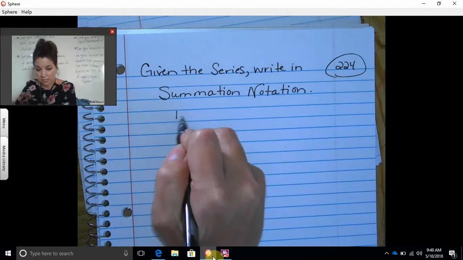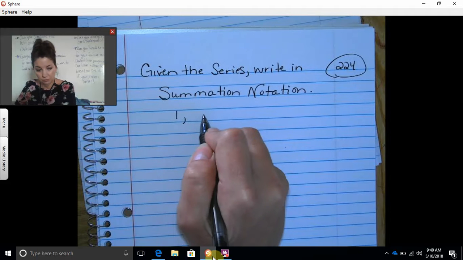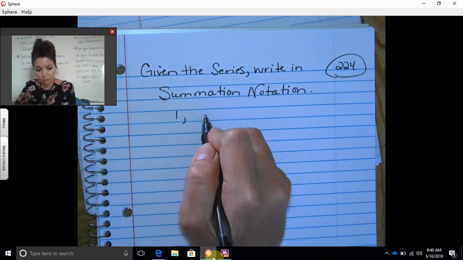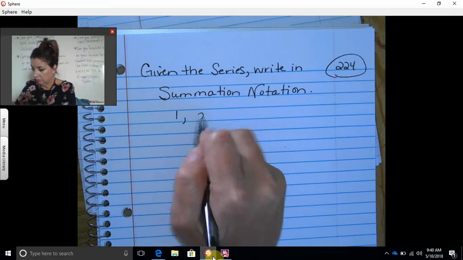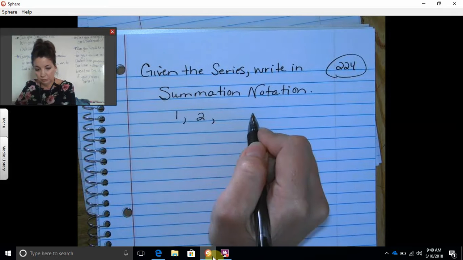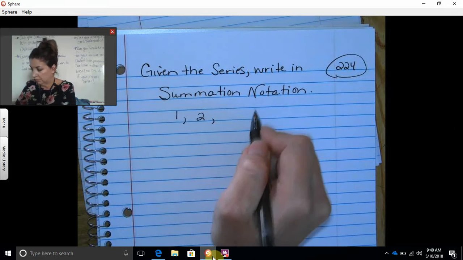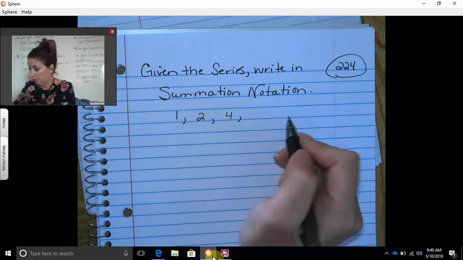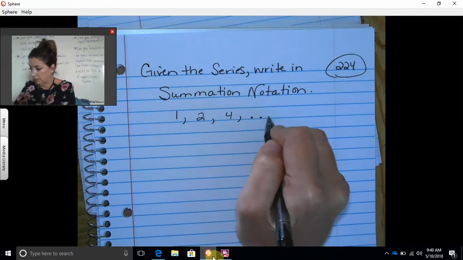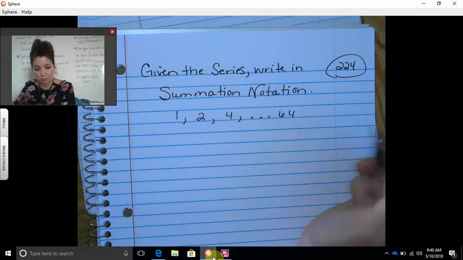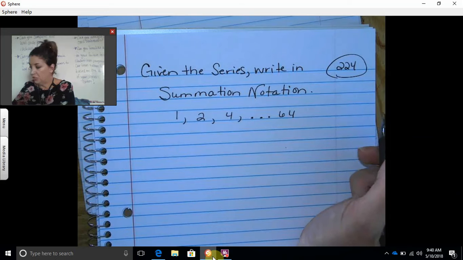One, two, four, dot dot dot, 64. Is this geometric or arithmetic? Geometric.